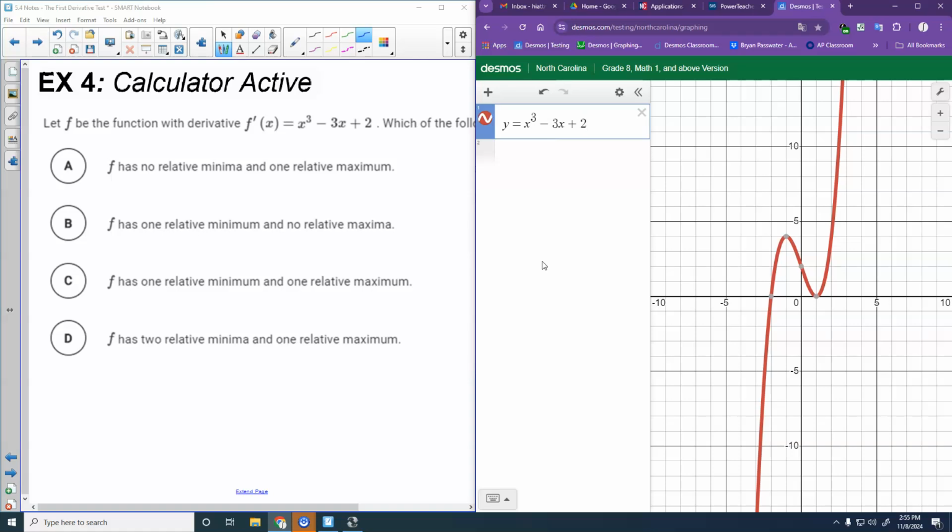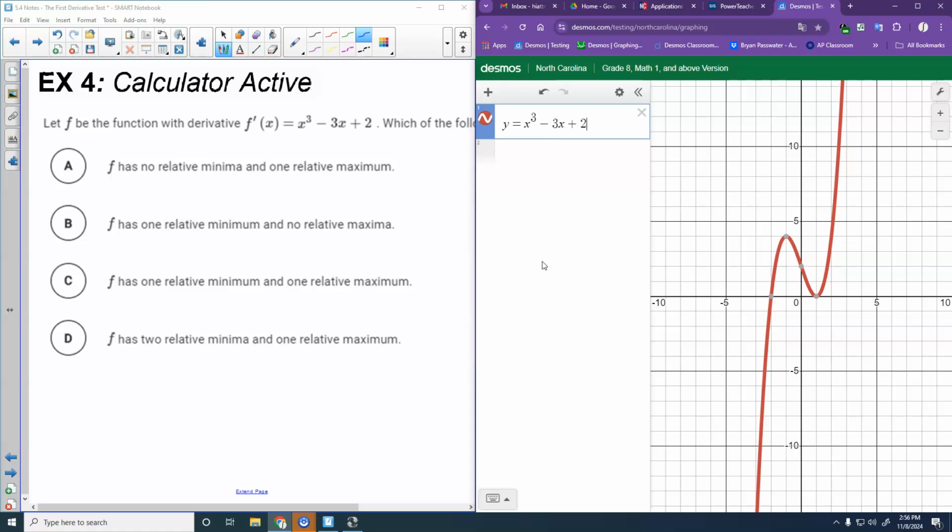A says there's no relative minimum and one relative maximum. B is one relative minimum, no relative maximum. C is one relative minimum and one relative maximum. And D is two relative minima and one relative maximum. What do you guys think? C? You guys agree? C?